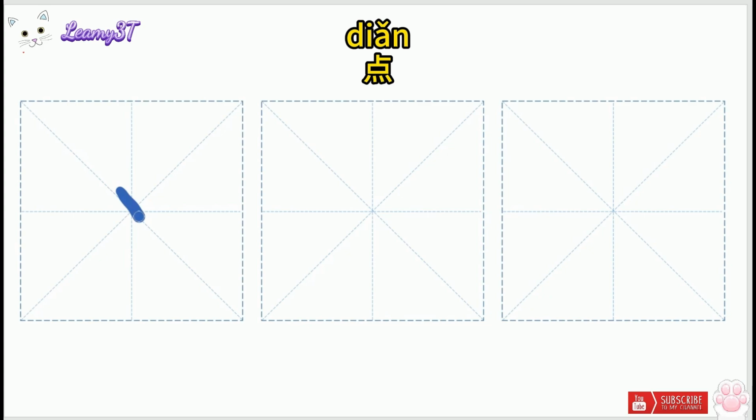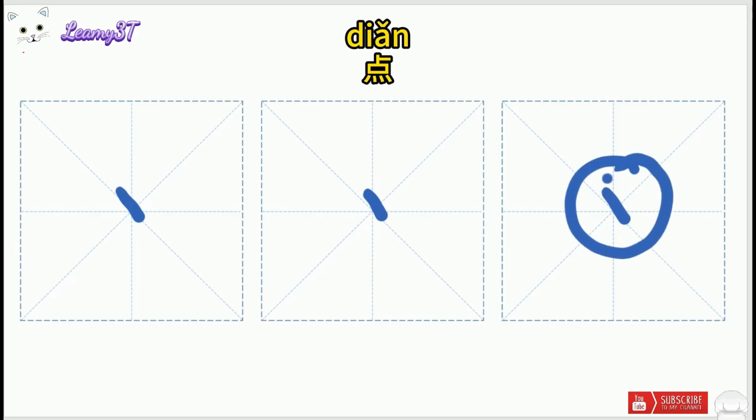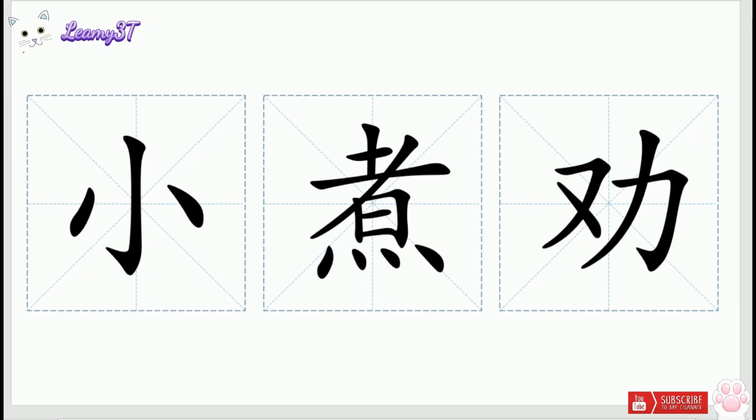Say 点. 点 diǎn. Good. Please write the diǎn in the middle of the square. And now, please find all the diǎn strokes in these 3 characters. You have 10 seconds. Please note that the direction of the diǎn is toward the bottom right. If it's pointing to a different direction, it's not diǎn.